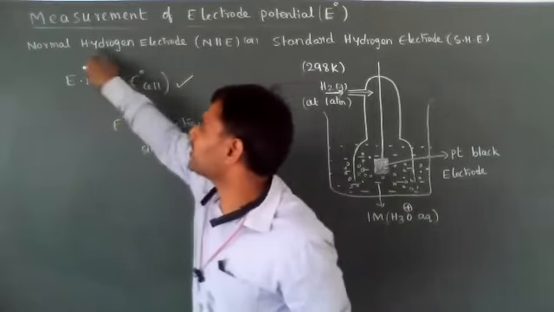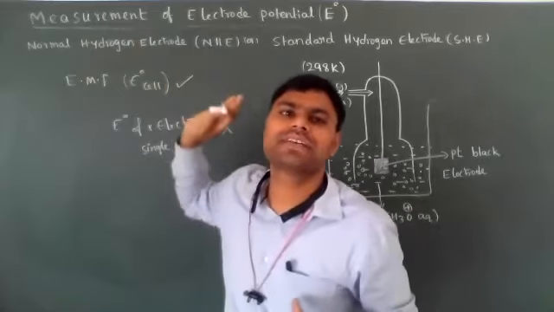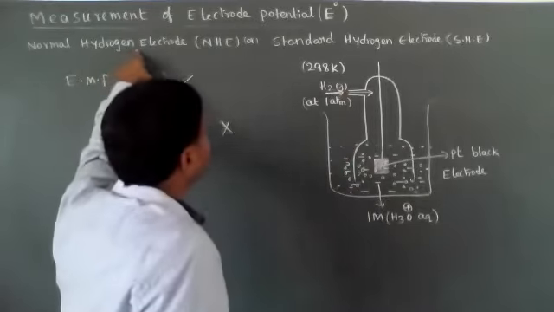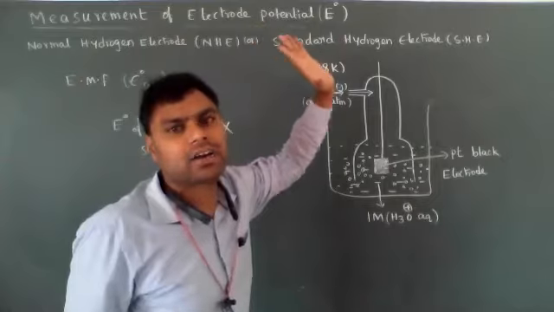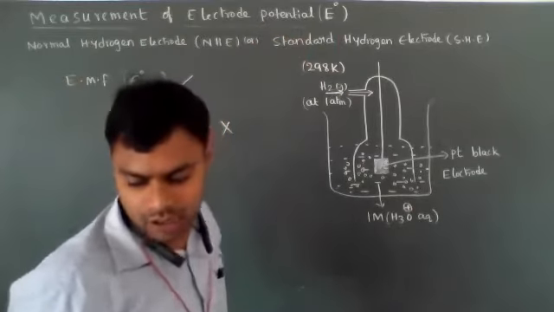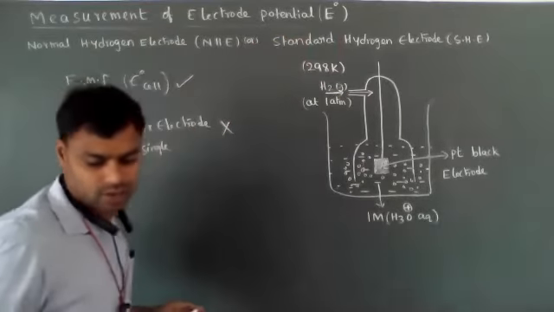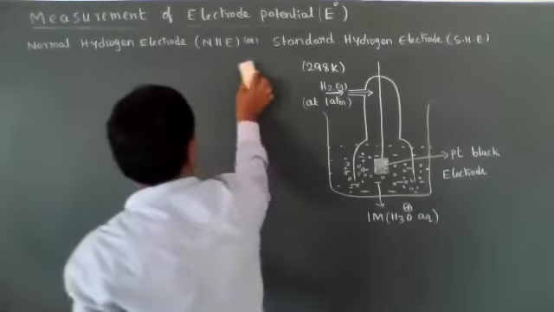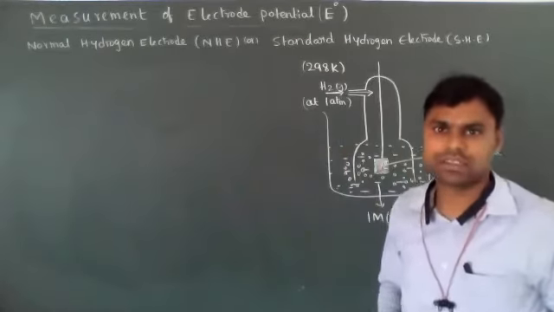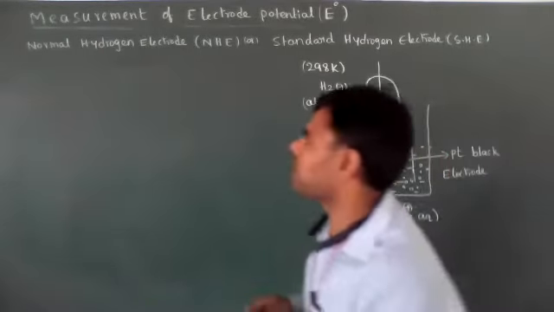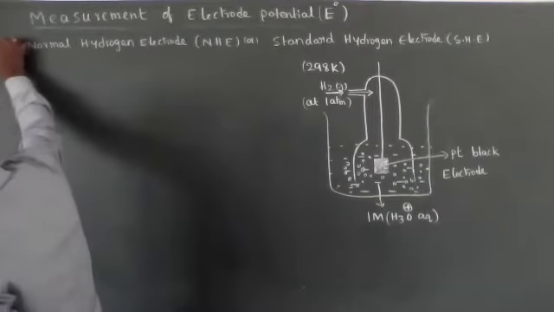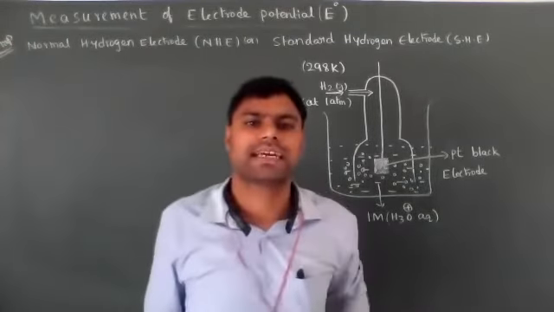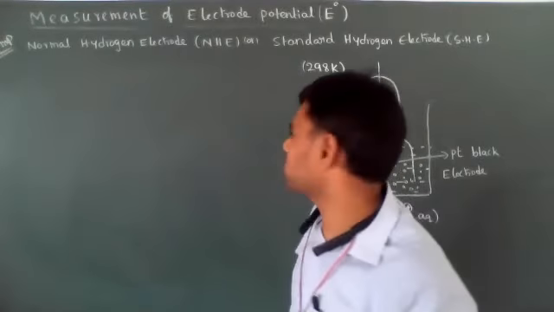The generally used reference electrode is the hydrogen electrode. That's why it is also called the normal hydrogen electrode or standard hydrogen electrode. It is very, very important. This normal hydrogen electrode or standard hydrogen electrode we are using as a reference electrode.